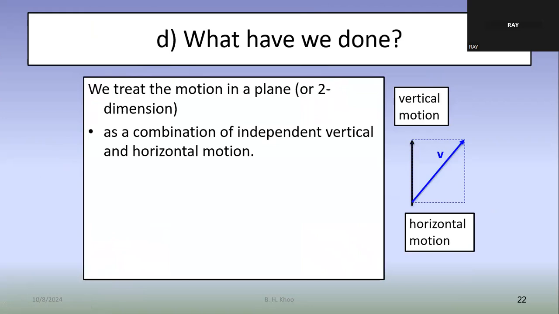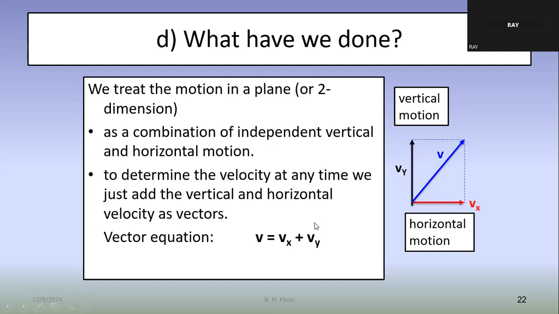We treat the motion in a plane of two dimensions as a combination of independent vertical and horizontal motion. That means we resolve it into x component and y component, and then we just calculate x independently and y independently. And then at any time, remember it's a vector quantity, we have to find the components ux, vx in the x direction, and then vy, and calculate the resultant vector.